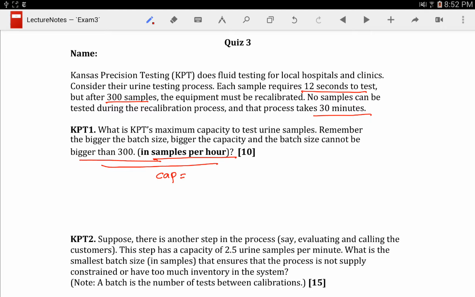The capacity in the presence of setup time is the batch size divided by the setup time plus batch size times the processing time. The batch size at max can be 300, because you have to recalibrate after 300. The higher the batch size, the bigger the capacity, and 300 is the max it can be, so the corresponding capacity is going to be the max possible.